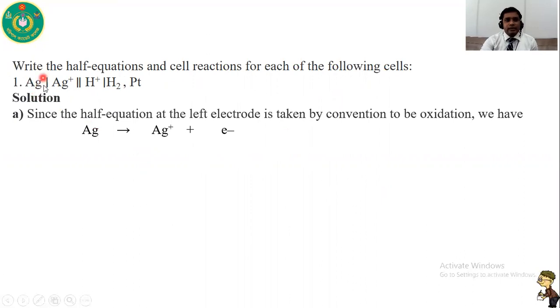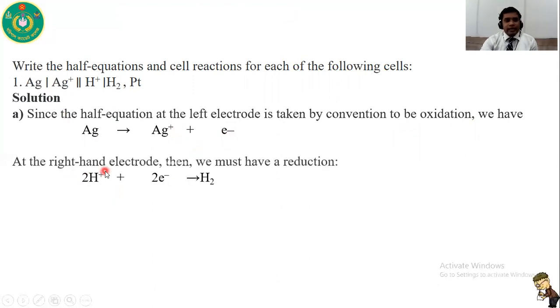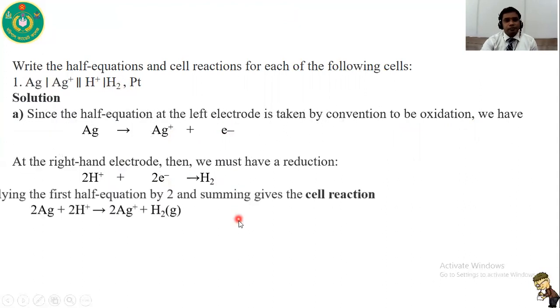First one is Ag | Ag+ salt bridge H+ | H2, Pt. Since the half-cell equation at the left electrode is taken by convention to be oxidation, this undergoes oxidation. That means silver will donate 1 electron and get Ag+. At the right-hand electrode, this is the cathode, that means it undergoes reduction. So H+ plus electron gives hydrogen gas.